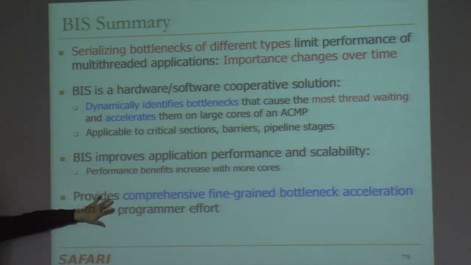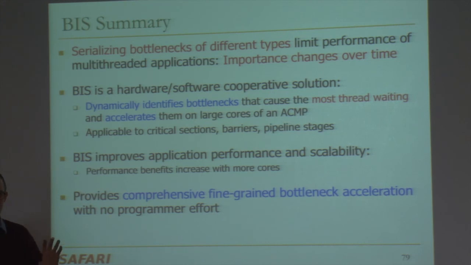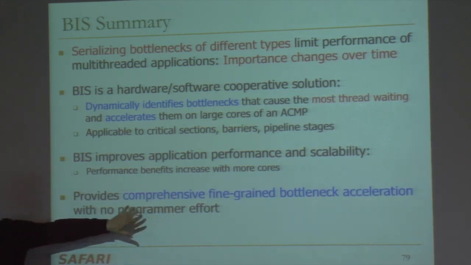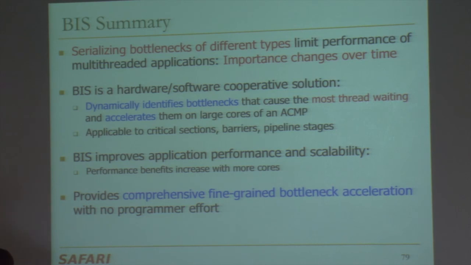So this provides comprehensive fine-grained bottleneck acceleration with no programmer effort, assuming the programmer programs with libraries, right? Assuming you can demarcate these bottleneck calls, bottleneck returns, and bottleneck waits. And if you program everything with libraries, you can do that. If you don't program with libraries, if you write your own synchronization primitives, well, somebody needs to figure that out. And compilers are usually not great at figuring out what are synchronization primitives that the programmer intended and what are not. So they become conservative. But if you do that, this is very fine-grained acceleration of bottlenecks. Because this is very hard to do in software, you need to have the hardware support to do this.